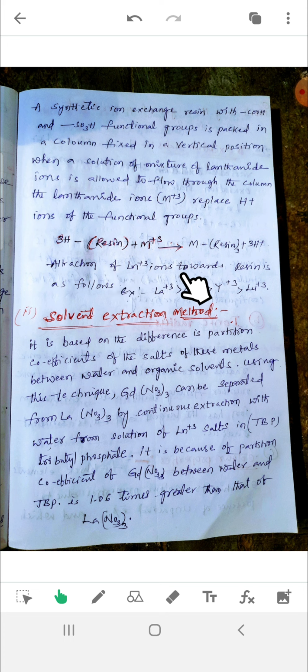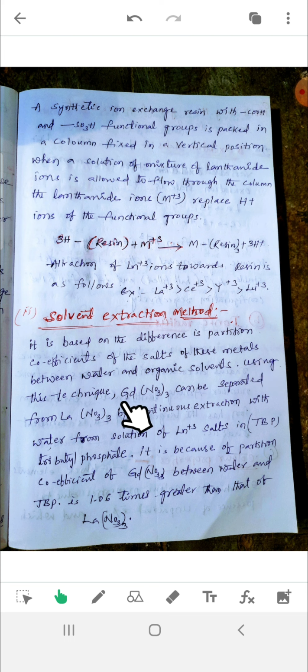Attraction of Ln plus 3 ions towards the resin is as follows: Ln plus 3, cerium plus 3, yttrium plus 3 and lutetium plus 3. This is the decreasing order. Next we are going to see the solvent extraction method. It is based on the difference in the partition coefficient of the salts of these metals between water and an organic solvent.